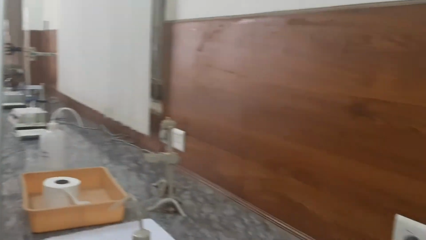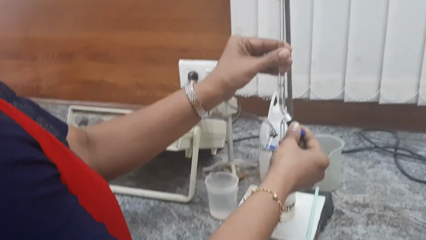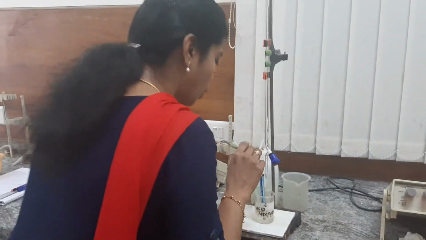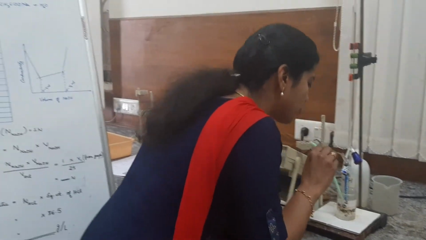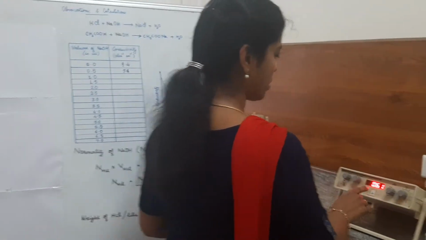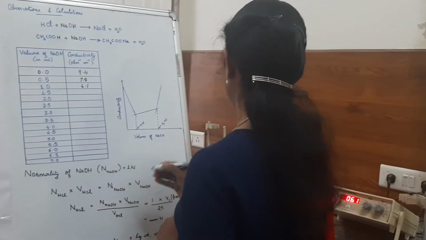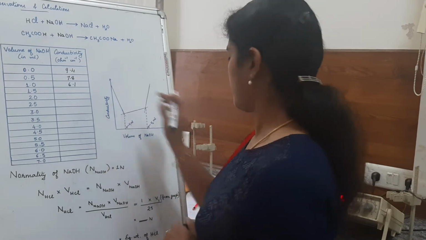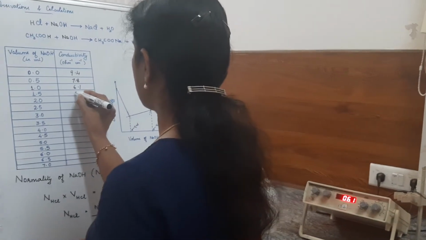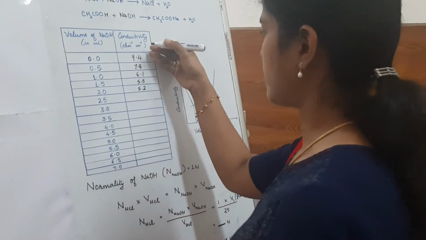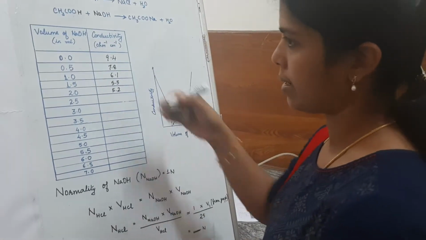Again you will be adding 0.5 ml. After adding 0.5 ml, you have to blow it, and note down the reading. See, it is 6.1. Like that you have to keep on adding sodium hydroxide and you will get readings like say 5.5, 5.2, etc. That means the reading goes on decreasing.